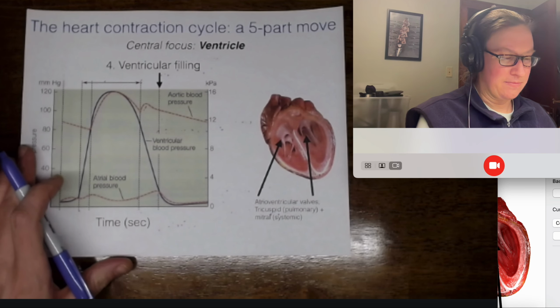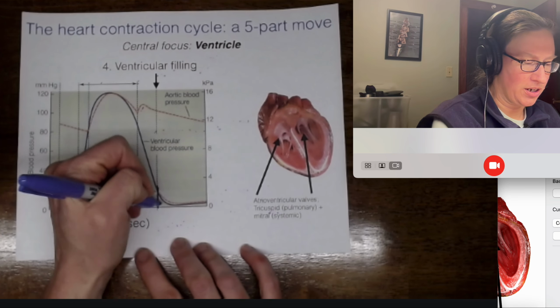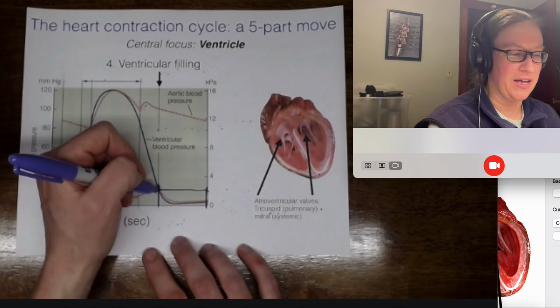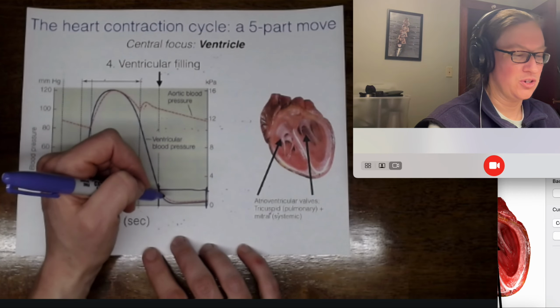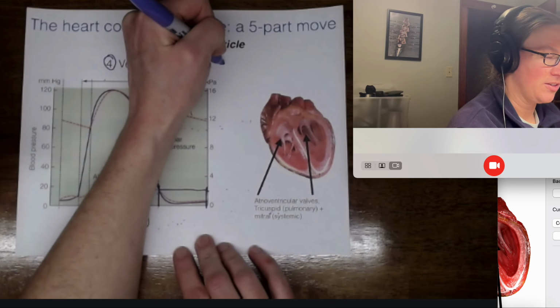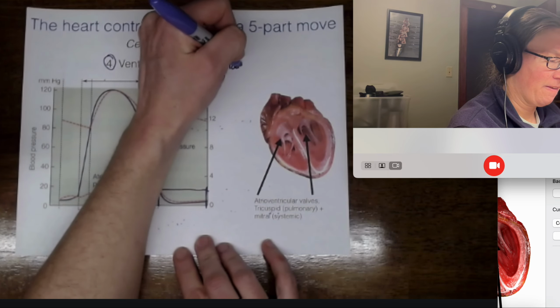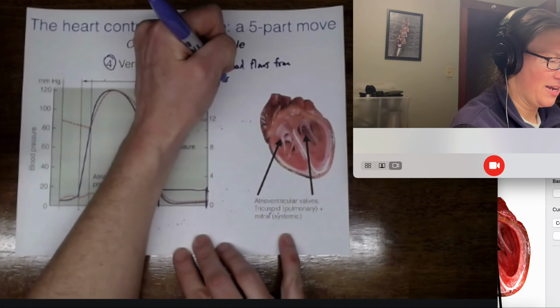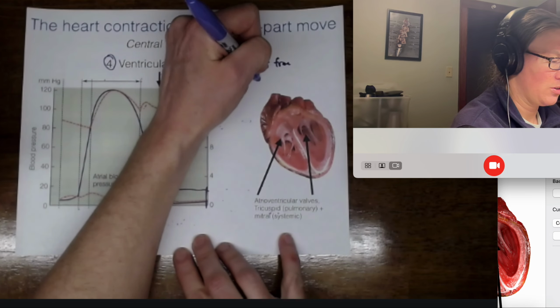And indeed, in this next portion of the heart cycle, we're going to start seeing net movement of blood from the atrium into the ventricle. So this phase is referred to as ventricular filling. So blood flows from the atrium to the ventricle.